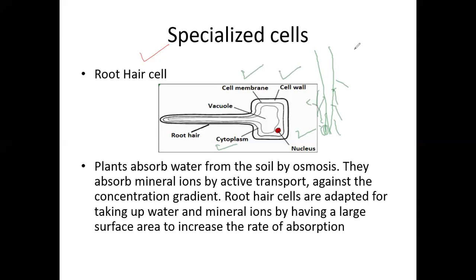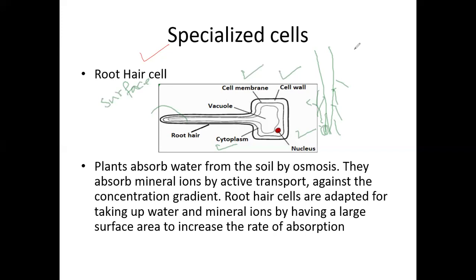But its function is very special, that it has to absorb water and minerals from the soil. So due to its specific function, its structure is a long and protruding root hair, which increases its surface area. It is compulsory to increase the surface area because in this way, more absorption of water and minerals will take place. So I would like to discuss the written one.